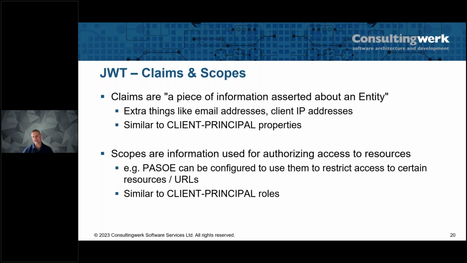So like I said, email address, there's a thing called preferred username. That's also kind of an immutable piece of information. Scopes are similar in that there are additional bits of information added to a JWT, but their purpose in life is slightly different, and they are there to authorize or allow access to resources.